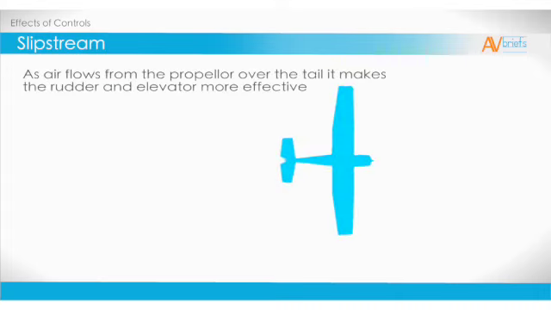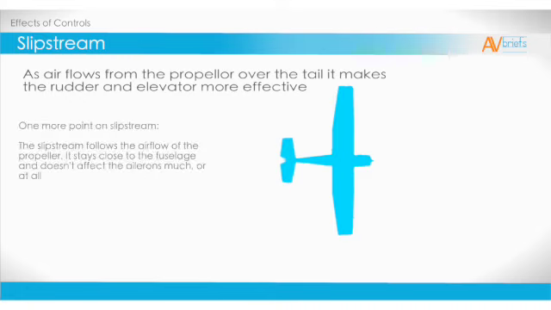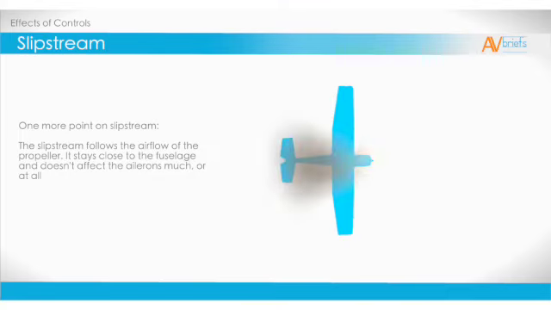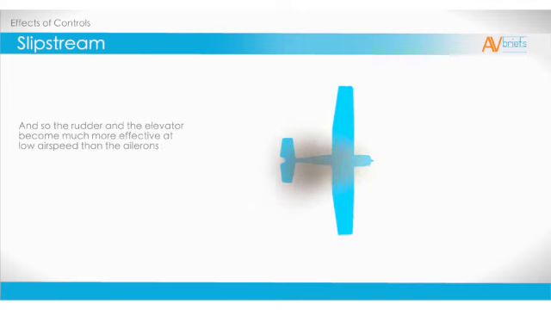Back to slipstream, and as the air flows from the propeller over the tail, it makes the rudder and elevator more effective. One more point on slipstream. The slipstream follows the airflow of the propeller. It stays close to the fuselage, and doesn't affect the ailerons much, or at all. And so the rudder and the elevator become much more effective at low airspeed than the ailerons.